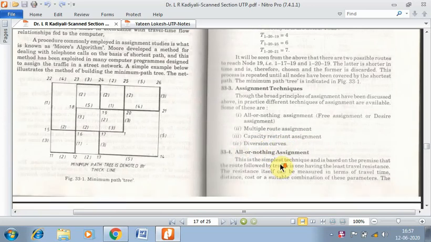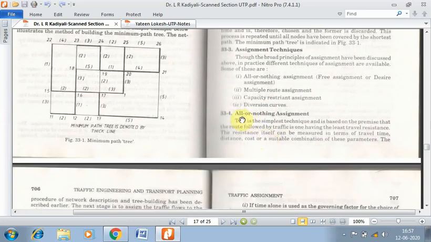Now let us have a discussion on the first technique, that is called the all or nothing assignment technique. This particular technique is considered to be the simplest technique and is based on the assumption that the route followed by the traffic is the one having the least travel resistance.